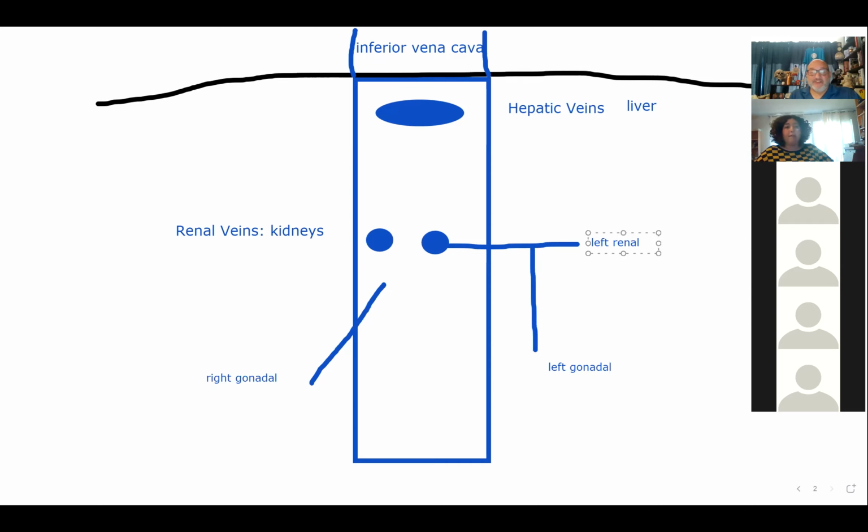And of course, why do they go to all of these places? To supply blood. To supply the blood to these areas to do what? Yeah, to break down and absorb the nutrients from the food we ingest.